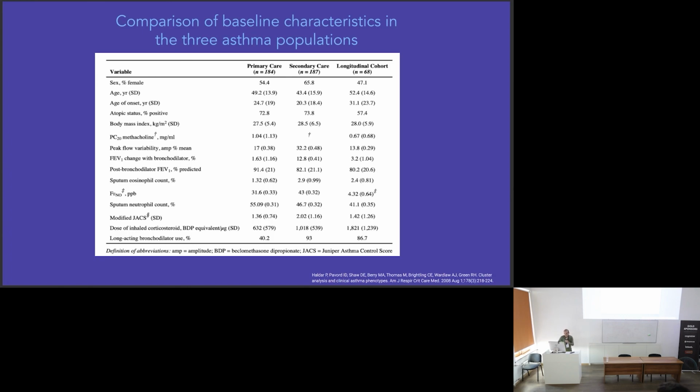So you can see, for example, for primary care it is just 1.3, and for secondary care it is 0.29. This is also one indication that for the second data set we have more severe patients. Let's go forward.